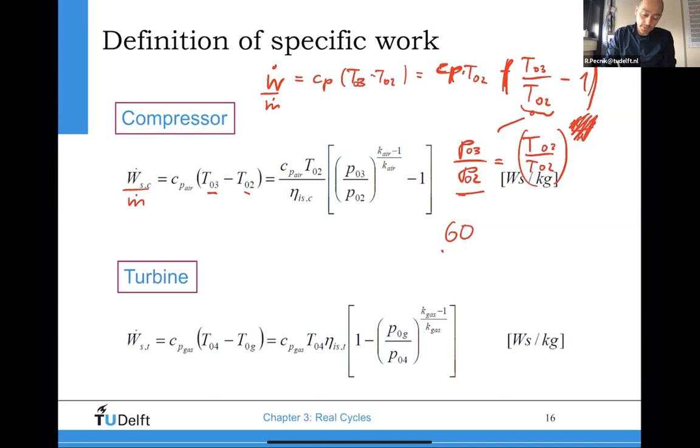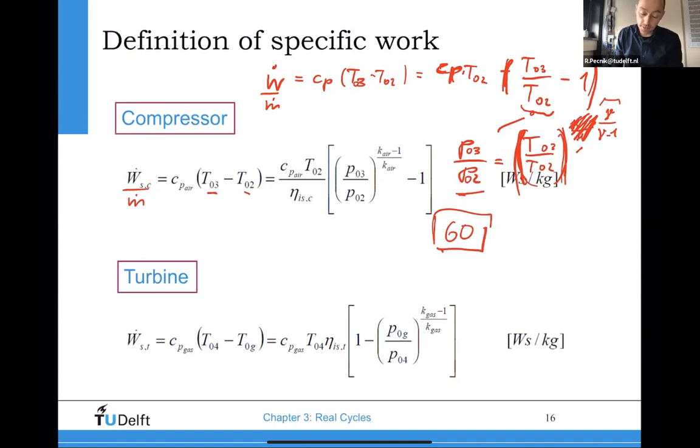Actually, this exponent has to be larger than 1, which means it has to be kappa divided by kappa minus 1. It's 1.4 divided by 0.4, so this exponent is now larger than 1, which means that the temperature ratio, which is a value smaller than the pressure ratio, gives you a high pressure ratio, around 60 in this case.